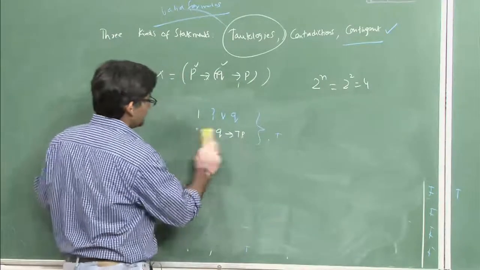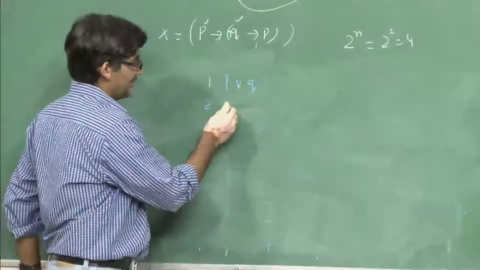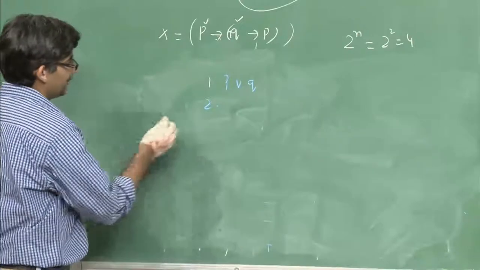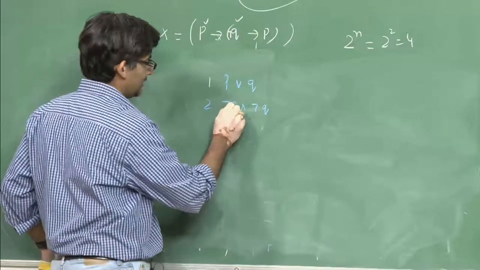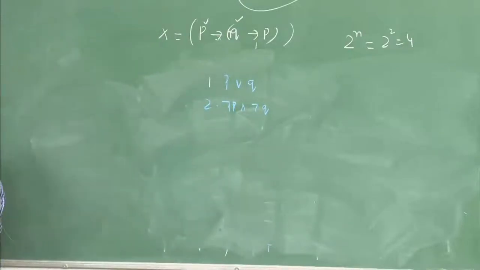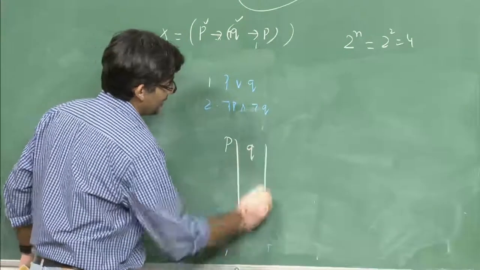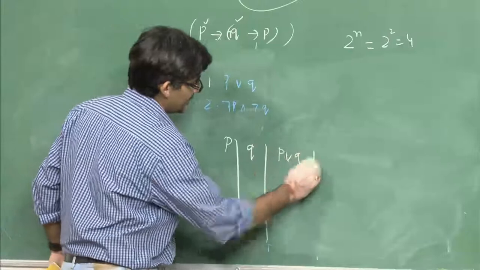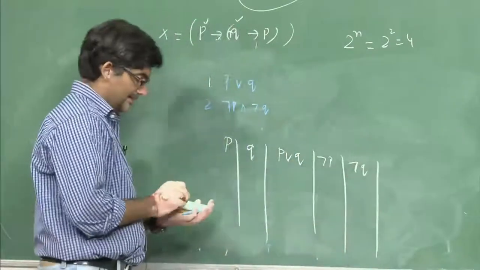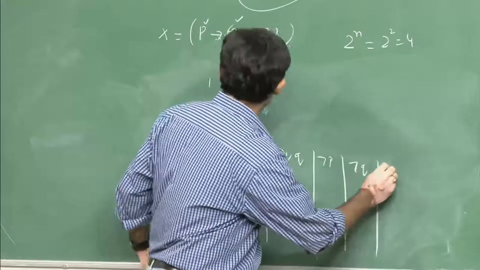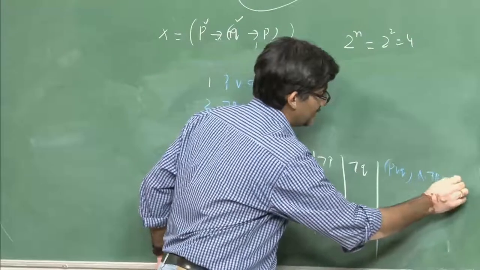Now you take some other formulas and see whether they are consistent with each other or not: not P and not Q. The way I have written it itself shows that these two are contradictory to each other. Of course, using a truth table again you can find out whether these are unsatisfiable or satisfiable. So now this is P or Q and not P and not Q.